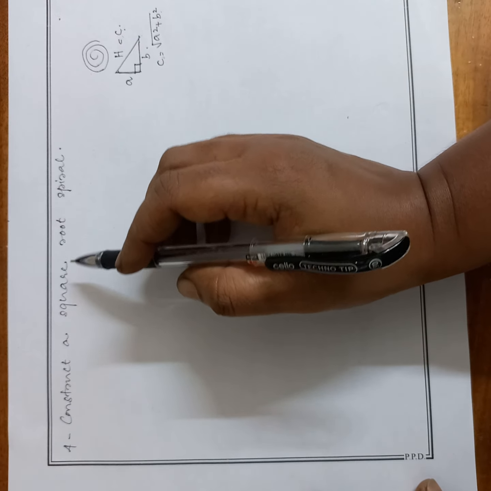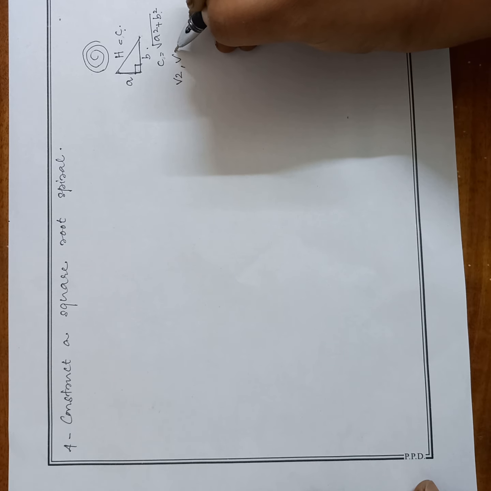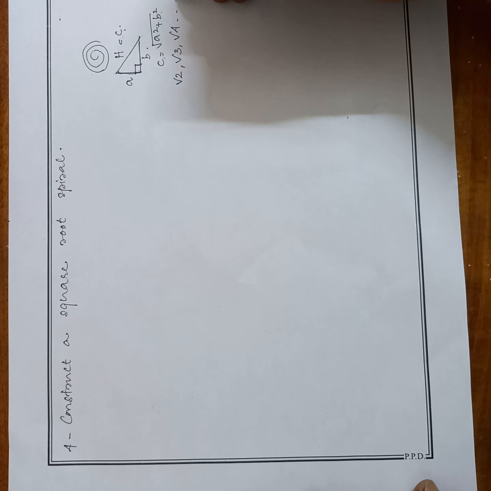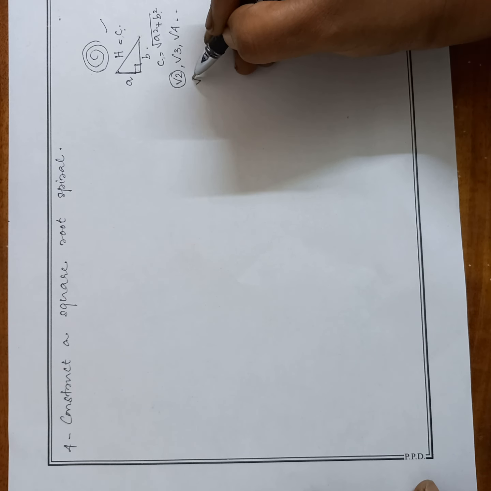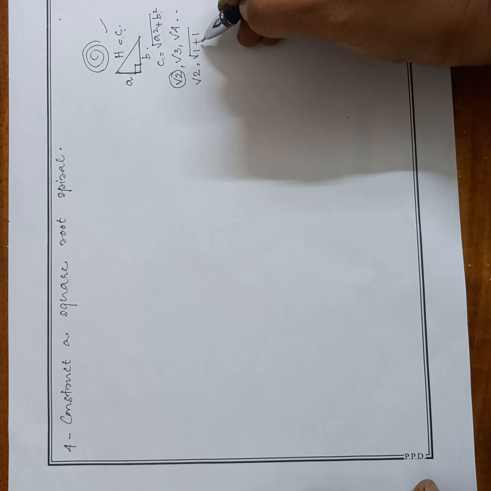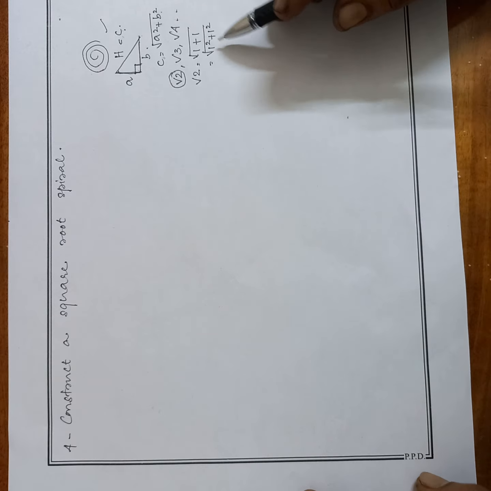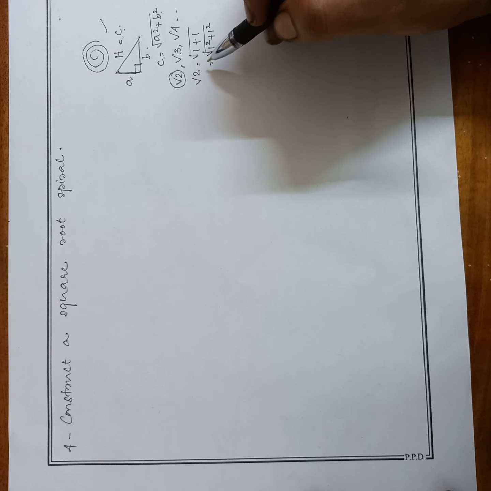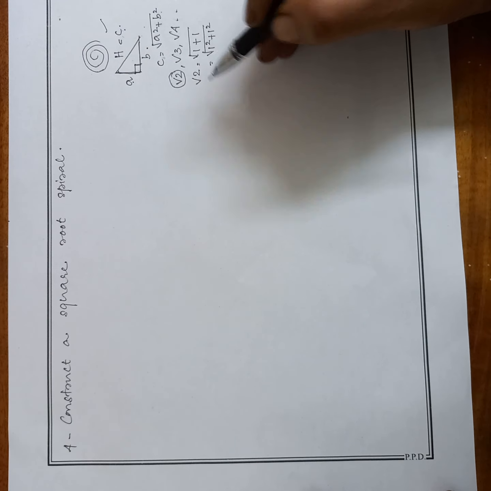So we have to construct a square root spiral. That is, we have to find root 2, root 3, root 4, etc. So how can we find root 2 using this hypotenuse theorem? We know that root 2 can be written as root of 1 plus 1, which is equal to root 2. Or we can say that it is root of 1 square plus 1 square. Isn't it? So according to this theorem, if side a is equal to 1 and b is equal to 1, then the hypotenuse will be equal to root 2.